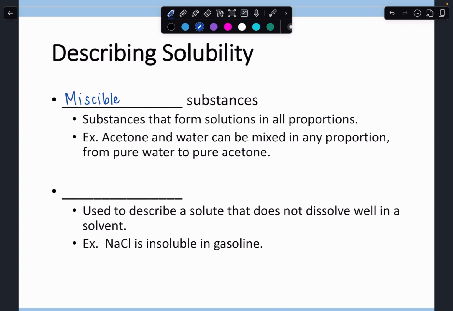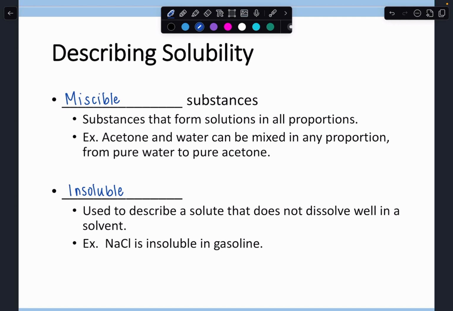The opposite of that would be insoluble substances. This would be used to describe a solute that does not dissolve well in a solvent. We talked about sodium chloride dissolving in water. Sodium chloride would not dissolve in gasoline. If you added salt to gasoline, it would just stay as a solid. It would not separate into its ions. So we would say sodium chloride is insoluble in gasoline.